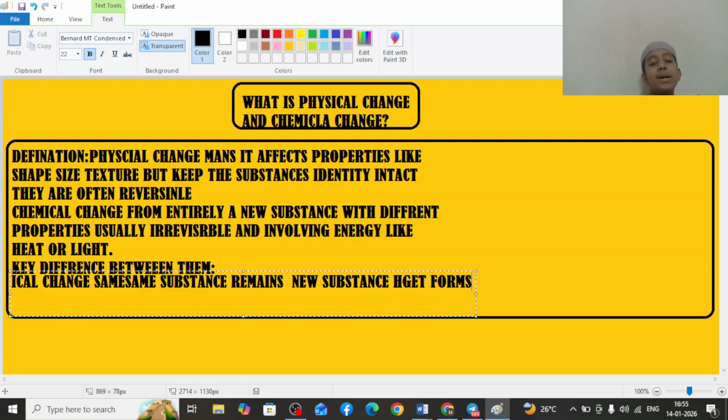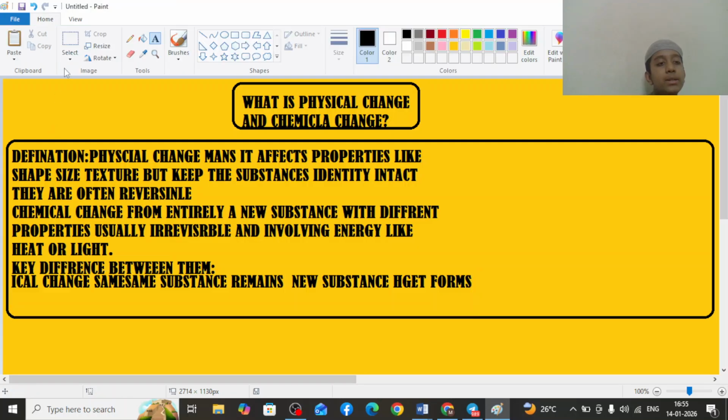Now, examples of physical change are melting ice and cutting paper. Examples of chemical change are burning wood and rusting iron, like this. So these are the key differences, in a table which I have given you and explained in a very clear way, which I hope you all have understood. If you understand, give a thumbs up.